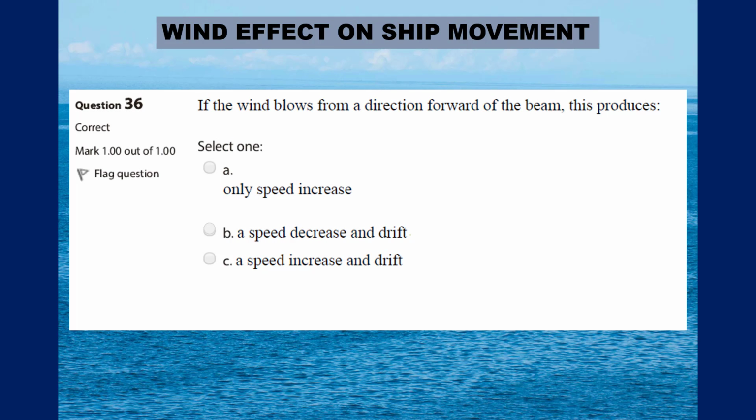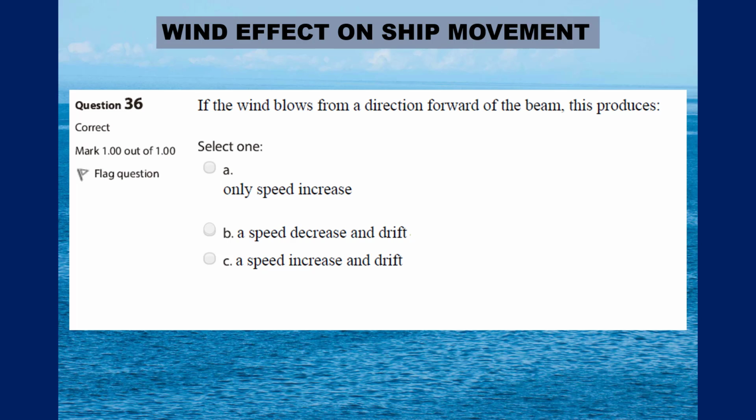Today we are going to do something related to wind effect on ship movement, questions that we encounter from this category. How does the wind affect the movement of the ship? So you will see questions like, if the wind blows from a direction forward of the beam, this produces. Select one. A. Only speed increase. B. A speed decrease and drift. C. A speed increase and drift. So how do you know the correct answer?